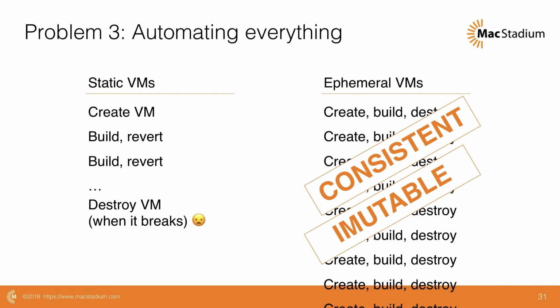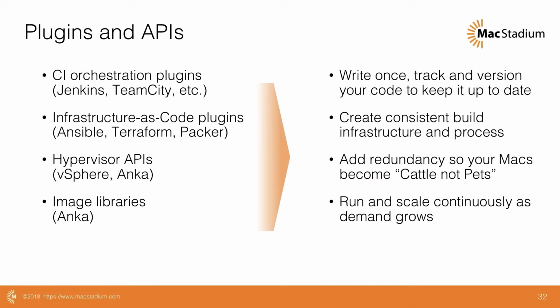So how do you actually go about doing this automation? Once you've moved into a VMware or an Anka-based VM on your Macs, once those Macs are deployed in a scalable cloud infrastructure, you can start using plugins and APIs to really do most of this. Both hypervisor layers will provide hooks into CI orchestration tools and infrastructure as code tools. They also have direct hooks into their APIs that let you specify your build pipeline in code and then update that code. This helps you create consistent builds.